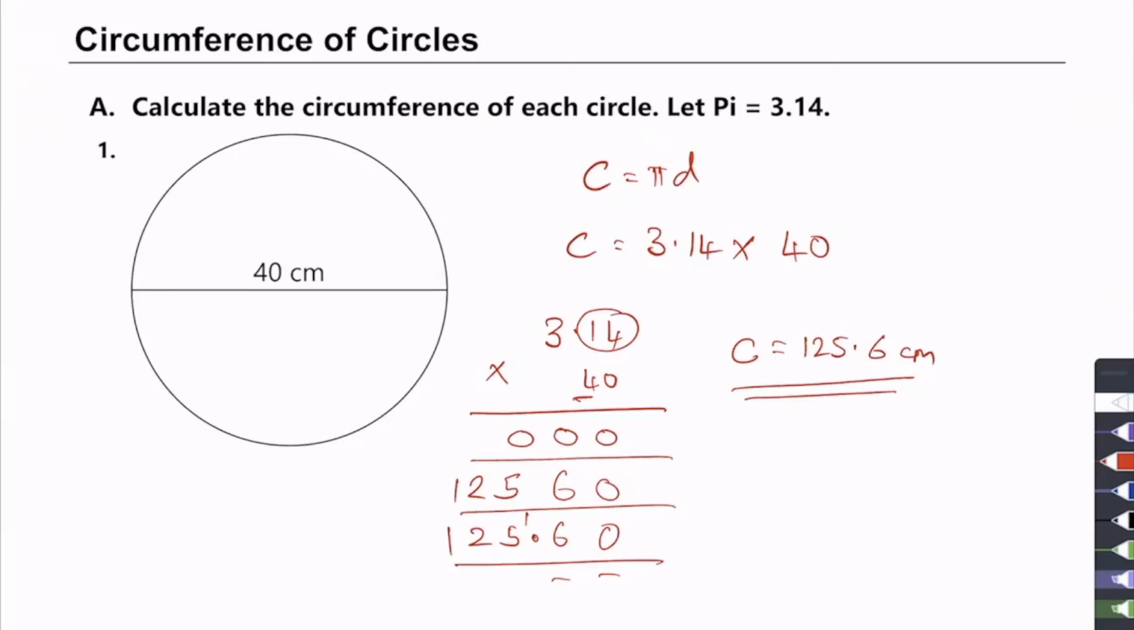Now be careful, because they could say calculate the circumference of the circle and give your answer in meters, in which case we've now got a unit conversion. So we've come up with 125.6 centimeters, and we would need to now divide that by 100 to get an answer of 1.256 meters. So just be a little bit careful when you read the question.